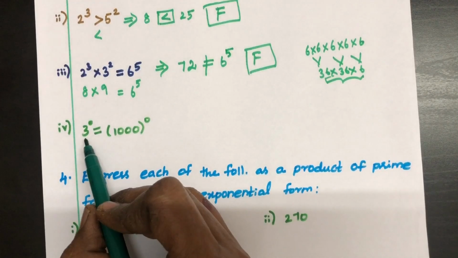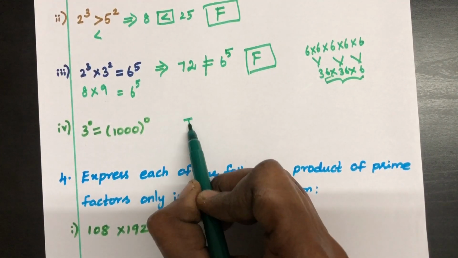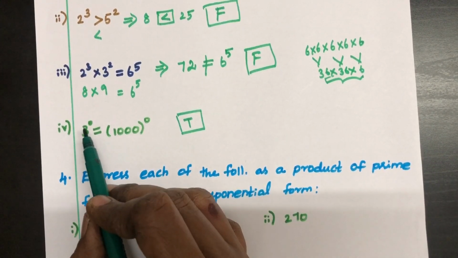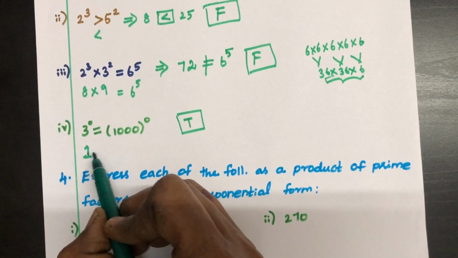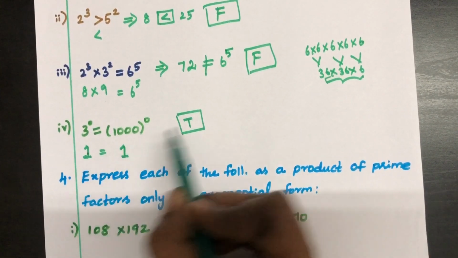Now, 3 power 0 is equal to 1000 power 0. Yeah, this is true because any number, any big number or small number, power 0 is always 1. Any positive number, power 0 is always 1. It is true.